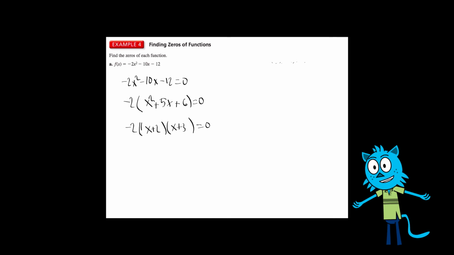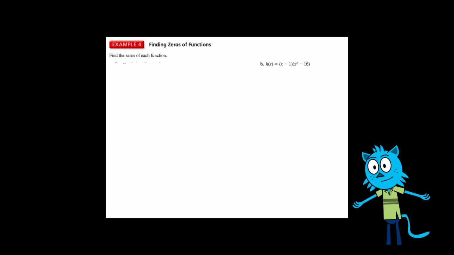Now we can set each of these quantities equal to 0 and solve. We get x is equal to negative 2, and x is equal to negative 3. So these are the two zeros of the function. This is where this function crosses the x-axis. Okay? So that's part A. Let's move on to part B.